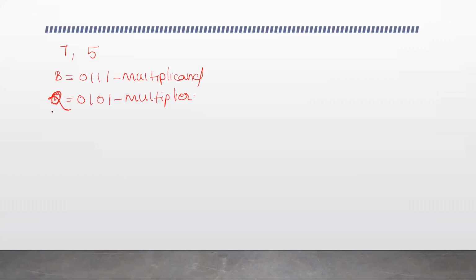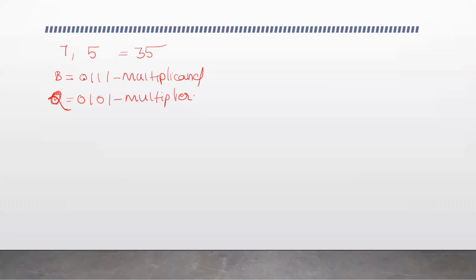It was 7 and minus 5. Now let's take 7 and positive 5. The multiplicand B is 0, 1, 1, 1. And what is 5? It is 0, 1, 0, 1. This is our multiplicand, and this is the multiplier. The multiplier is in Q, that is 0, 1, 0, 1, equivalent to 5. The result here is plus 35.